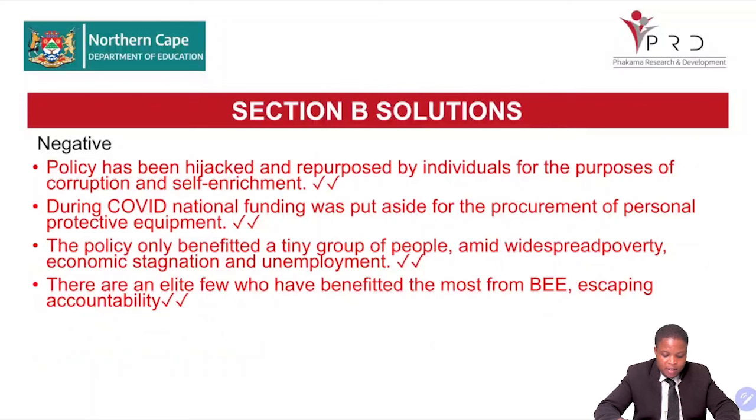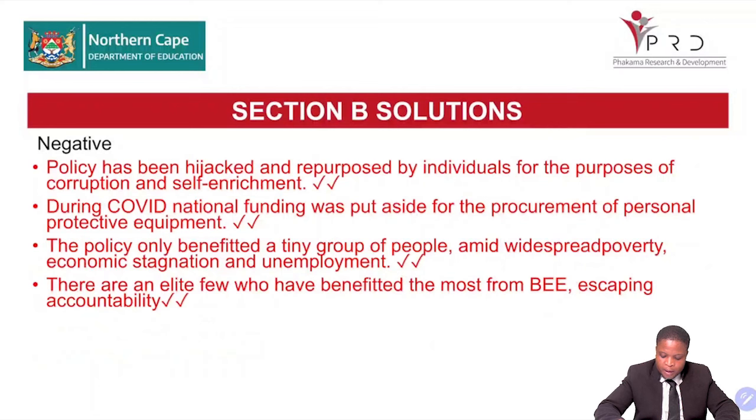Let's look at the negative impact. If you were to evaluate the negative impact, policies has been hijacked and repurposed by individuals for the purpose of corruption and self-enrichment. So the same people were using fronting where they will act like the business is owned by Black people and then they can get funds from that. Some people were just giving tenders to people who were not deserving. During COVID, national funding was put aside for the procurement of personal protective equipment. So some money were put aside for your PPE. The policy only benefited a tiny group of people, right?